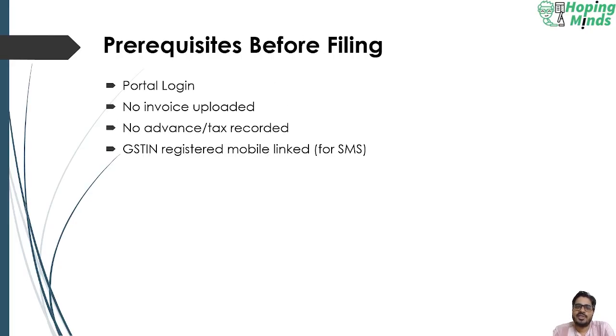Then what are the prerequisites before filing of GSTR-1 nil return? So there must be a portal login. So every taxpayer has been assigned with an ID and password to login into his account. Then there will be no invoice or no documents issued during the reporting period. Then no advance or tax recorded in the respective columns. And for SMS facility, there must be a registered mobile number linked to your GSTIN account.